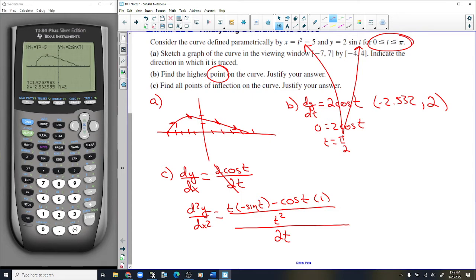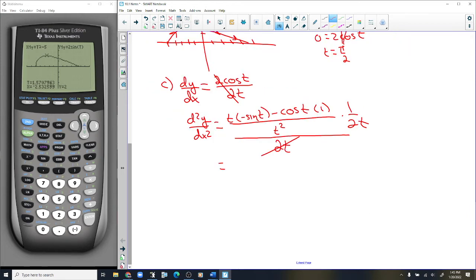Well, we can multiply, instead of dividing by 2t. Where did I get 2t? Oh yeah, up here, 2t. Instead of dividing by 2t, I can multiply by the reciprocal. So instead of dividing, we can multiply by the reciprocal. So we get negative t sine of t minus cosine of t over, it ends up being 2t to the third when we're done.